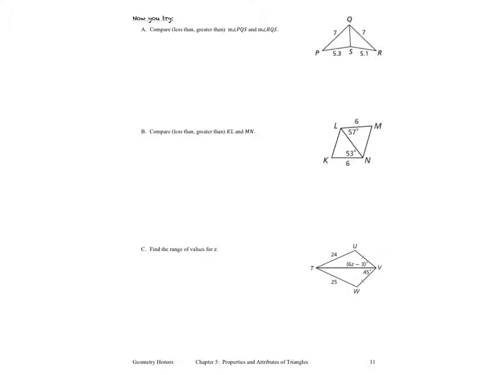Okay, now you try, pause the video, and I'll place the answers here for you. When you're ready, hit play. So remember in example C here, it's the range of values. So you needed to be sure to include one inequality that was greater than 0 to make sure that the angle isn't negative.